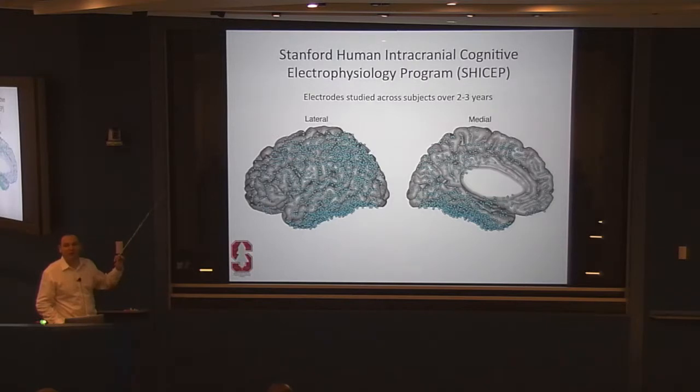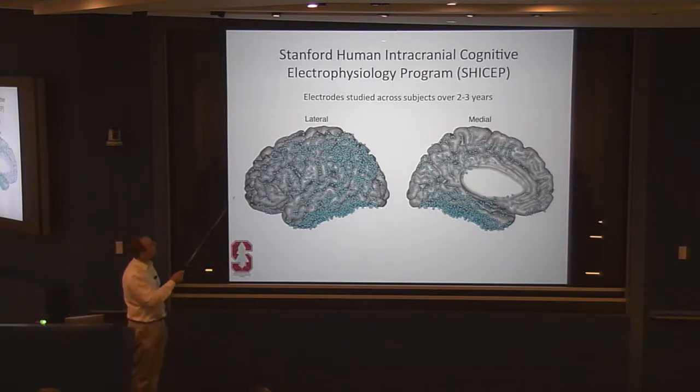We suggested they come up with a better abbreviation than this, but that's what we've got. The Stanford Human Intracranial Cognitive Electrophysiology Program. And these are all the electrodes that were used in studies from different patients projected onto one brain in a template space. And you can see that it gets pretty good coverage of the brain, most of the brain, but some areas more than others.